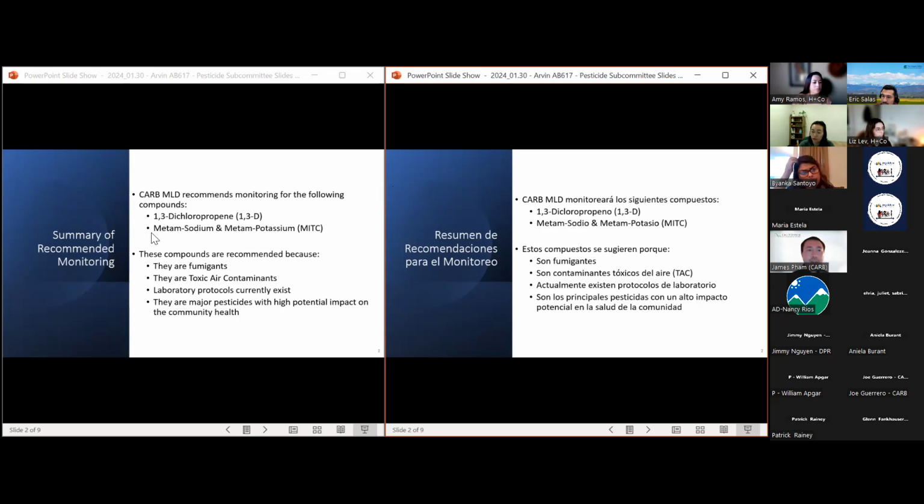The two compounds that we're looking at monitoring are 1,3-dichloropropene, 1,3-D, and metam sodium and metam potassium. The breakdown product of that is MITC. We have our focus on these compounds because they're fumigants. They're on the toxic air contaminant list. We have laboratory and monitoring protocols for these, and they're major pesticides with a high potential impact on community health.